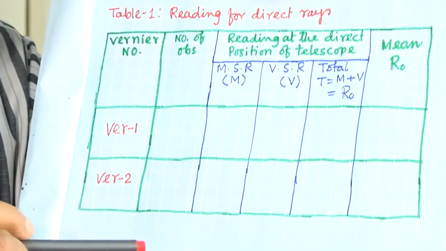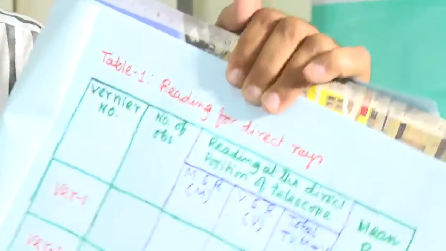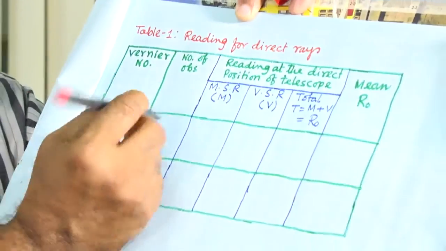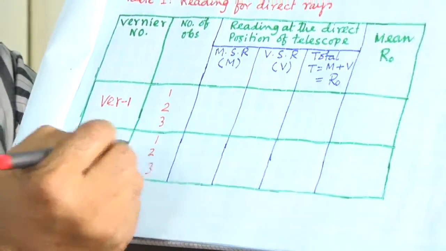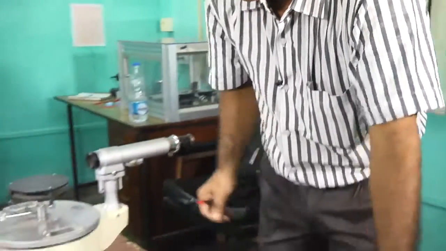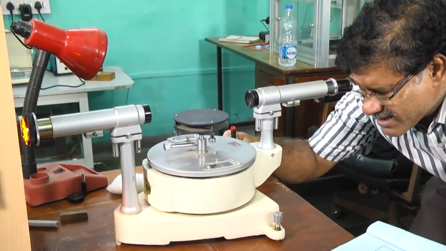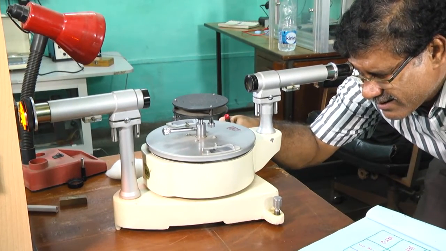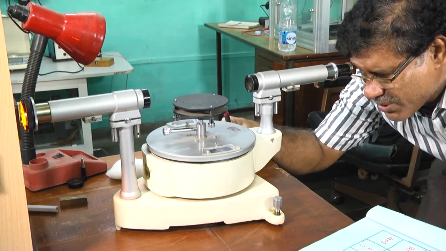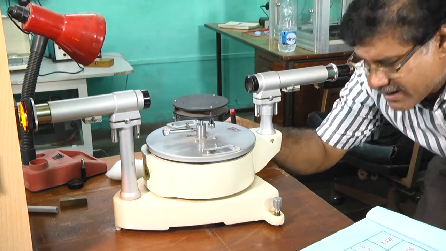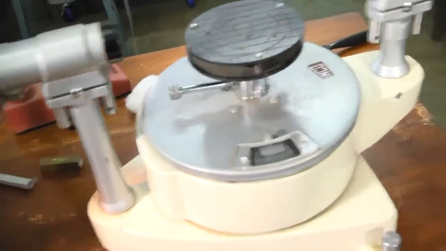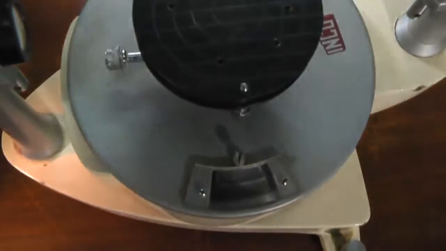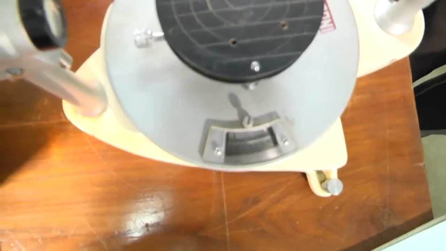Now for vernier 2 also write down. Generally we take observations 1, 2, 3. Again you adjust and try to make it more accurate, and again take reading. This way 3 times generally we take reading. To minimize the experimental error, we take more observations. Whatever the reading, one should note it down.